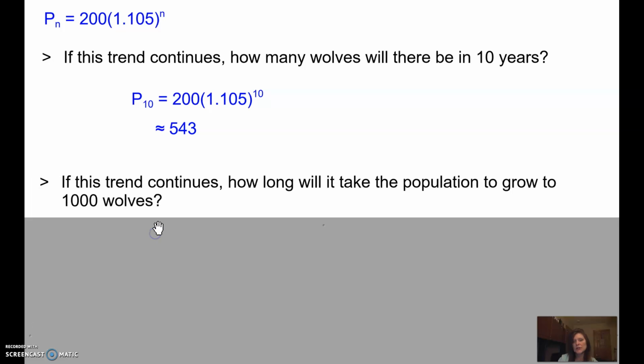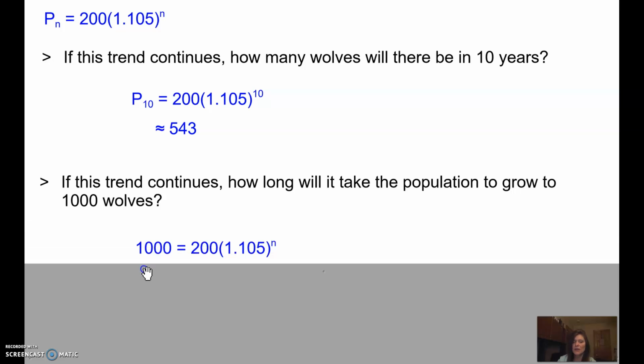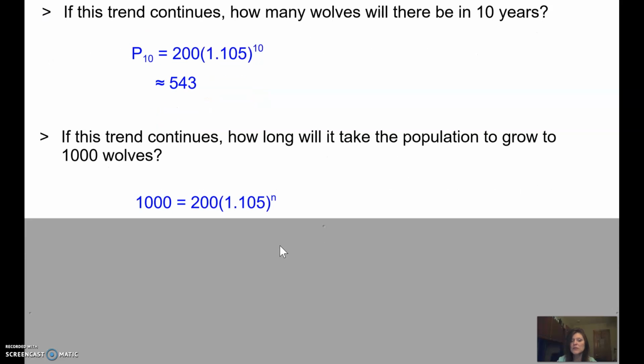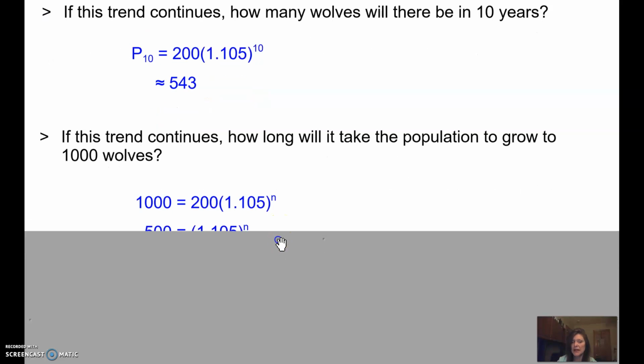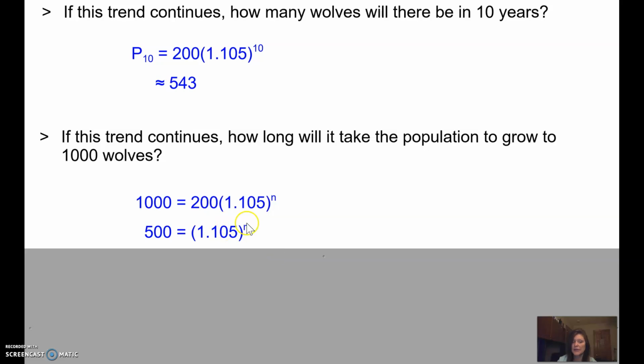This one is where it starts to get messy and require a little more algebra. It says, if the trend continues, how long will it take the population to grow to 1,000 wolves? So this time what they've given me is the P answer, and I'm supposed to figure out what the n is. The only way I'm going to do that algebraically with a precise answer is to use some logarithms. So the first step is to isolate my exponential. I divide both sides through by 200.